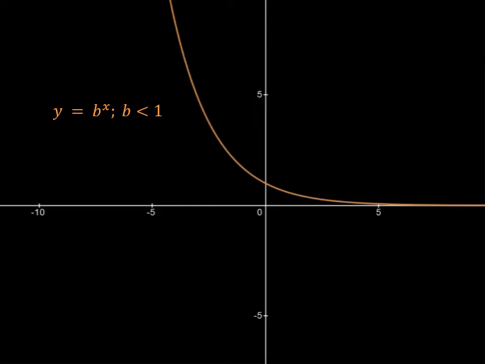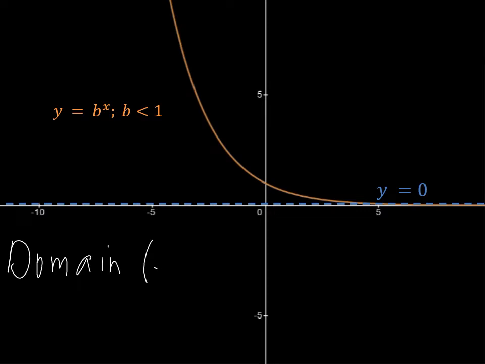In both cases, the horizontal asymptote is y equals 0. Keep in mind also that the domain is negative infinity to positive infinity, and the range is 0 to positive infinity.